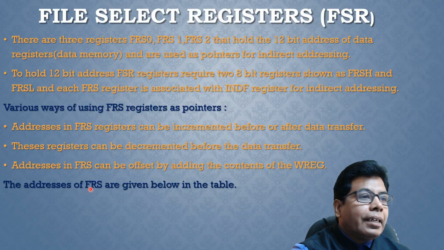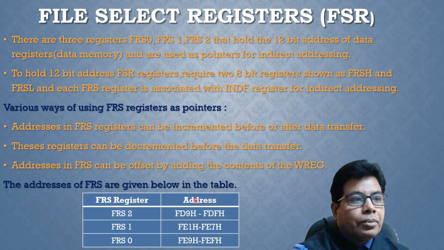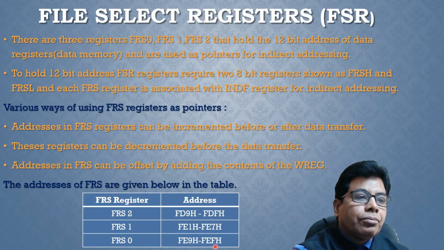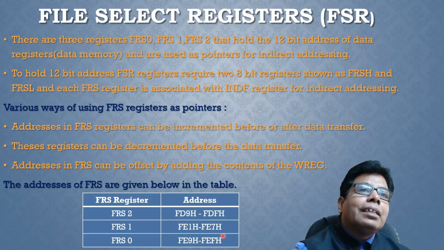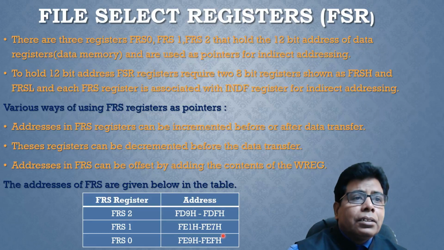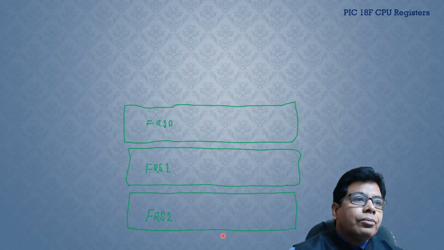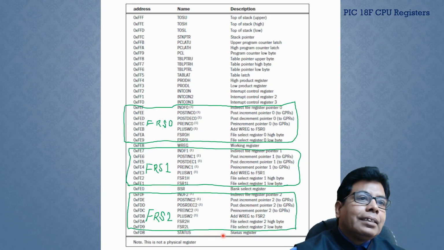So the addresses of FSR are given below in the table. Now you can see FSR2, the address is FD9 to FDF, FSR1 FE1 to FE7, then FSR0 FE9 to FEF. So these are the addresses for the file select registers. We will see the file select registers in the diagram.